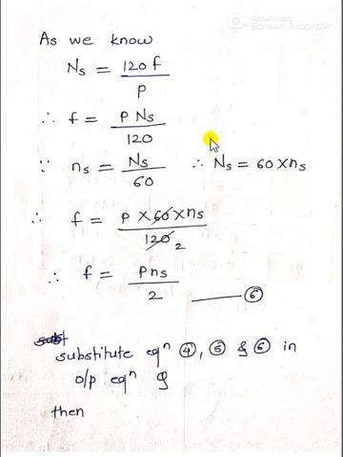So substitute this Ns value in this equation. So f is equal to P into 60 into ns upon 120. So 60 is going to cancel 120 and it gives us 2. So f is equal to P ns upon 2. Call this equation number 6. Now substitute equation number 4, 5, 6 in output equation Q.